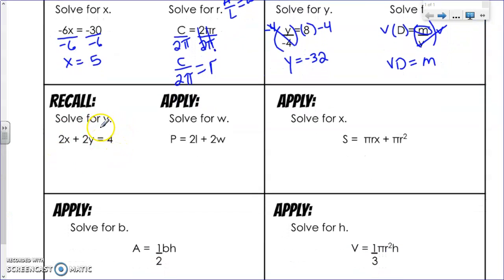Okay, now we're going to get a little bit harder. I'm solving for y, so I need to get this y by itself. So I need to move this 2x first. How do I move this 2x? Subtract it, because it's positive, from both sides. That's going to leave me 2y equals 4 minus 2x.